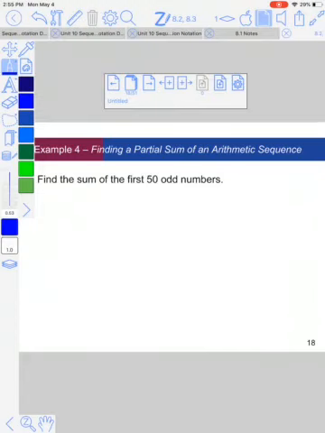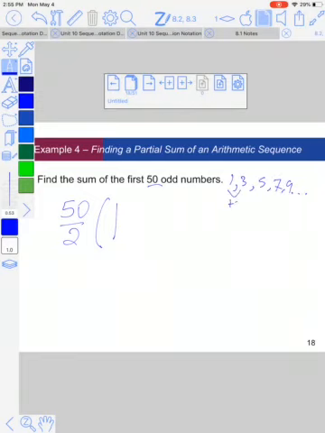Okay, well, 50 odd numbers. So that tells us how many we're going to do. We're going to do 50. I'm going to divide it by 2. I'm going to take the first odd number, which is 1. The question is, what is the last odd number? Well, let's write up this sequence just for a minute, okay? We have 1, not 2, because 2 is not odd. 3, 5, 7, 9, dot, dot, dot.